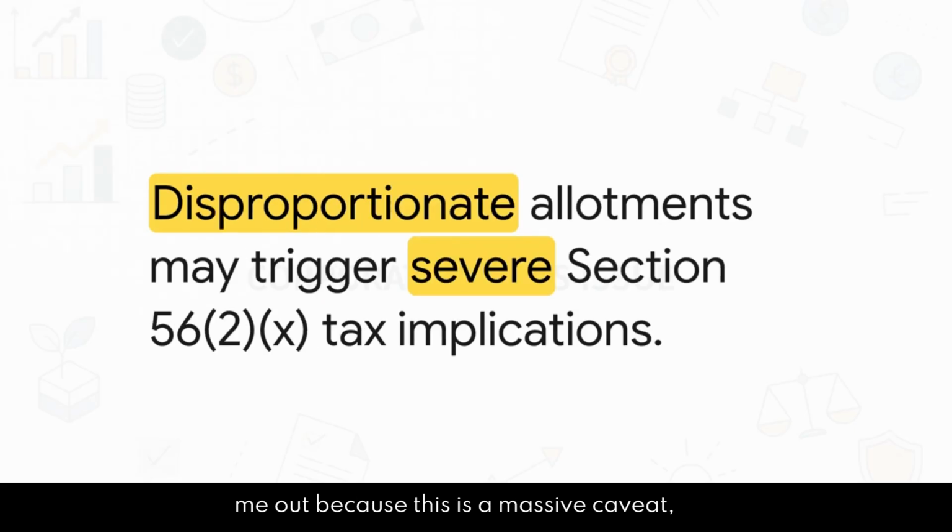But, and please hear me out because this is a massive caveat, the literal second you break that exact pro rata ratio, your tax shield drops completely. If the board decides to allot unsubscribed shares disproportionately, or if a shareholder renounces their rights to a third party at a ridiculously low price, yeah, Section 56(2)(x) can absolutely be triggered. And let me tell you, that can result in some genuinely severe tax penalties for everyone involved.